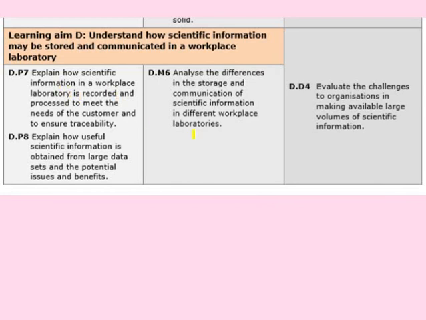For P7, explain how scientific information in a workplace laboratory is recorded and processed to meet the needs of a customer and to ensure traceability. P8, explain how useful scientific information is obtained from large data sets and the potential issues and benefits. M6, analyze the differences in storage and communication of scientific information in different workplace labs. And D4, evaluate the challenges in organizations making available large volumes of scientific information.